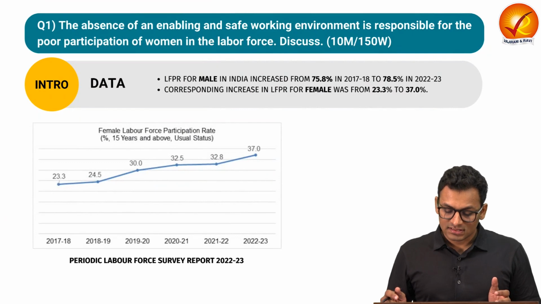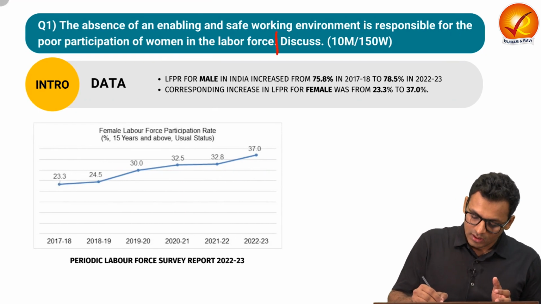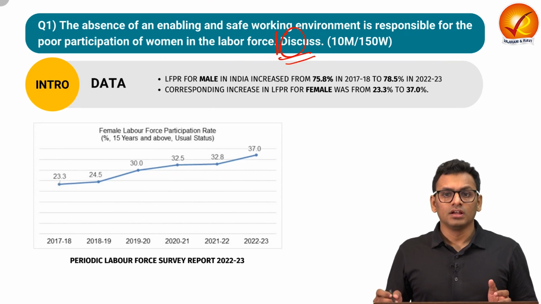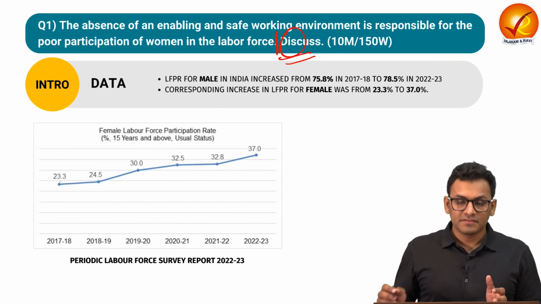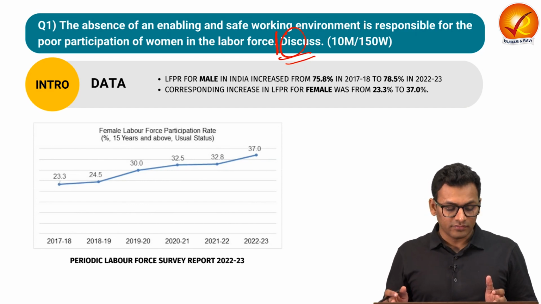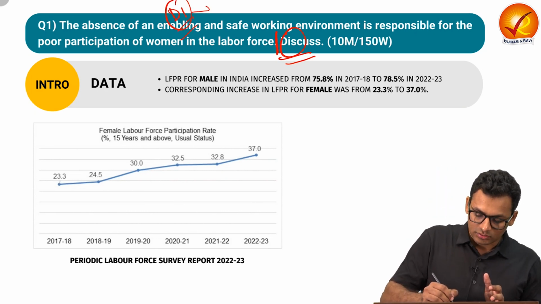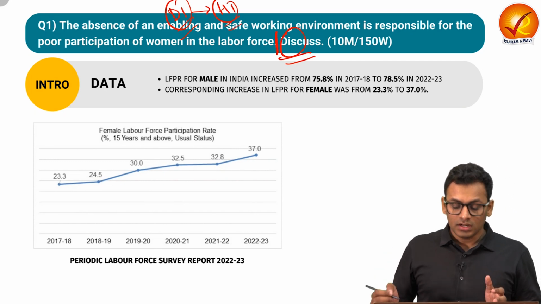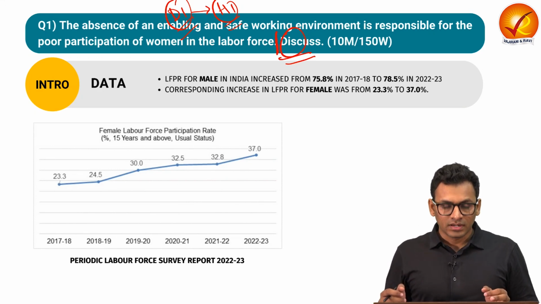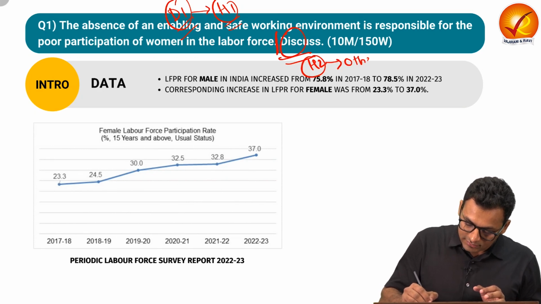The absence of an enabling and safe working environment is responsible for poor participation of women in the labor force. Discuss. As the directive word is discuss, you have the opportunity to extend this debate as well. The very first statement, absence of an enabling and safe working environment is responsible for the poor participation of women in the labor force, is exactly demand 1. So that is going to be your heading 1 of the body. But we do understand that that is not the only factor that limits participation of women in the labor force. So for heading 2, we are going to see other factors as well.